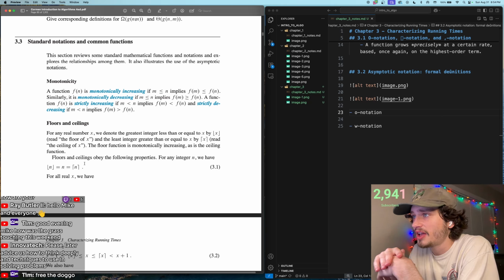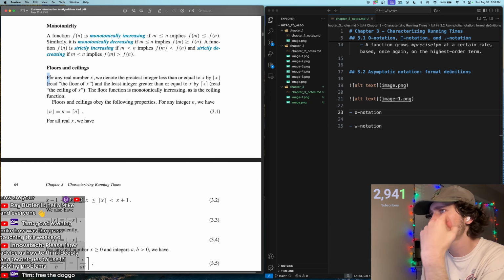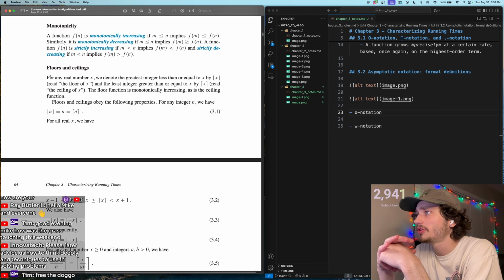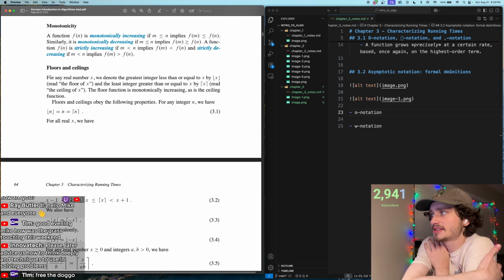A function f of n is strictly increasing if m is less than n. Floors and ceilings. For any real number x, we denote the greatest integer less than or equal to x by the floor of x, and the least integer greater than or equal to x as the ceiling. The floor function is monotonically increasing, as is the ceiling function.